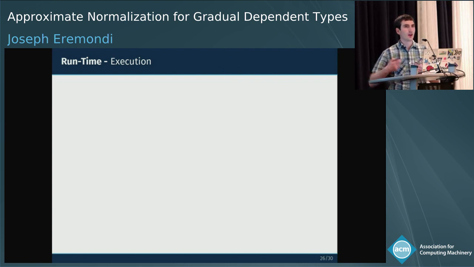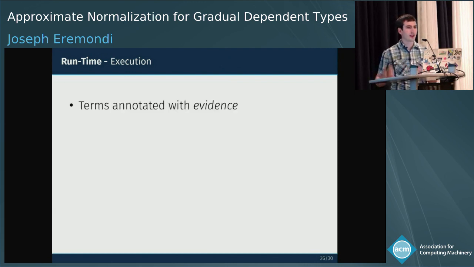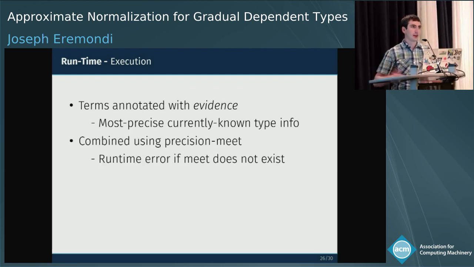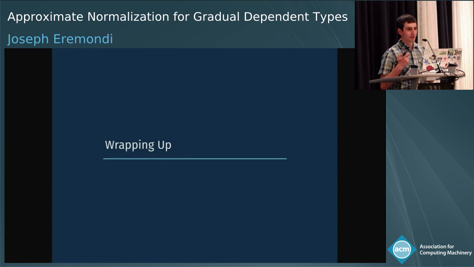In terms of the runtime semantics, this is more straightforward. We use the AGT notion of evidence, which is basically we just keep the most precise information about each value that we know, and then we combine it using a meet operation. And we'll raise a runtime type error if this meet ever doesn't exist.